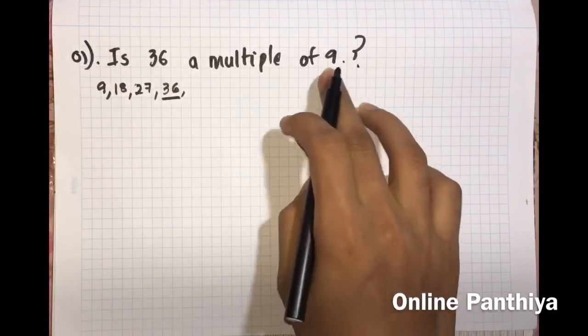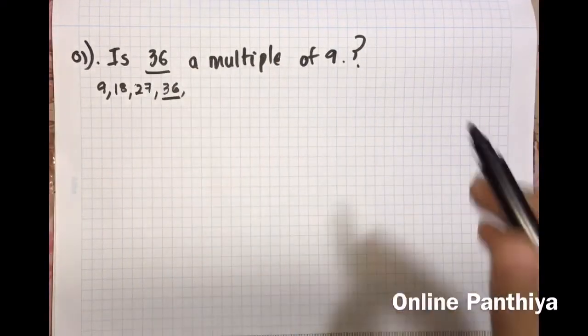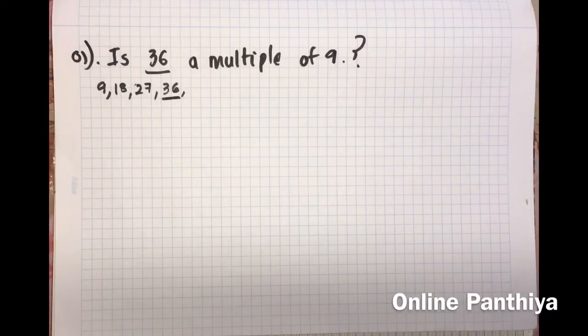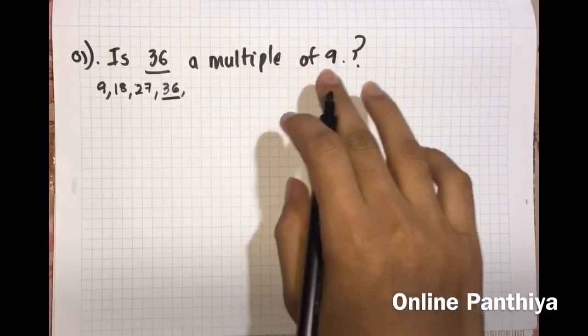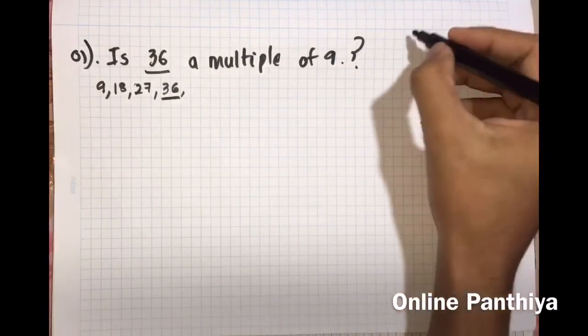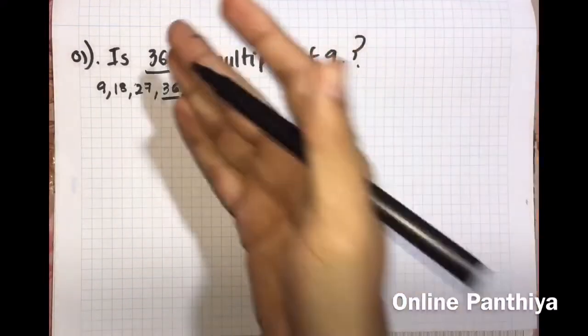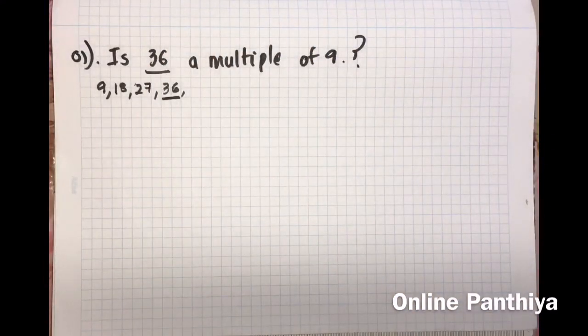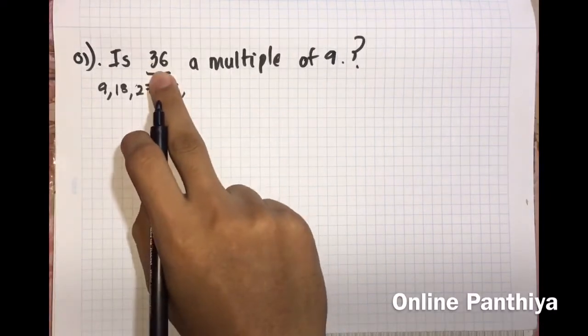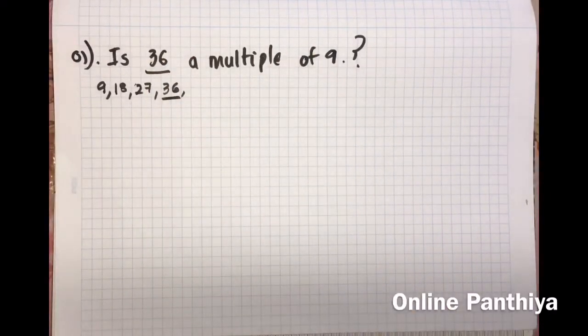So is it a multiple of 9? Yes, 36 is a multiple of 9. Did you get the idea? Clear? That means you have to find the multiples of 9. You have to multiply 9 by each of the numbers and check whether you get 36. In other words, you have to check whether 36 is divisible by 9. Understand? For this, you should be good at multiplication. You should memorize the multiplication table. Only then you can do this lesson very easily. If you are not good at multiplication, this lesson becomes very tough. So before studying this lesson, you should be good at multiplication.